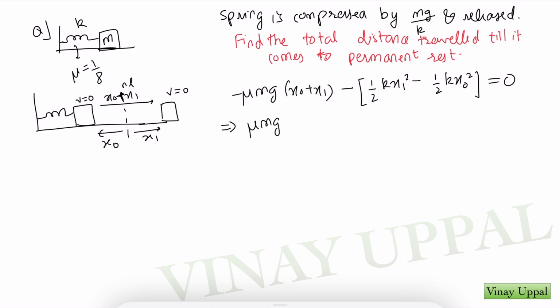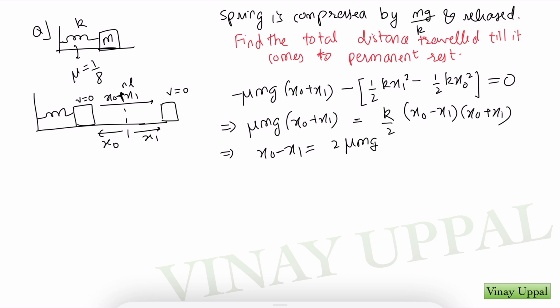I can write mu mg times (x0 plus x1) should be equal to k by 2 times (x0 minus x1) times (x0 plus x1), and therefore I will get x0 minus x1 as 2 mu mg by k. So you should be able to see that every time the block goes to the other side of the natural length, the compression or extension is going to reduce by a constant amount of 2 mu mg by k, and in our case mu is 1 by 8, so this will be mg by 4k.